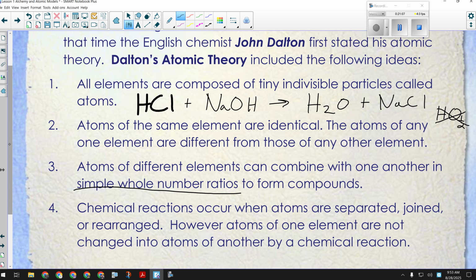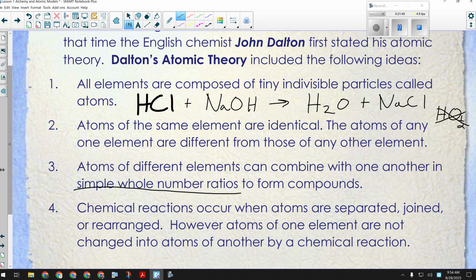And then the fourth one was kind of the one that put to rest the ideas of alchemy, this idea that I can turn lead into gold. Dalton's fourth point tells us unequivocally what can happen in a chemical reaction. It states you can't change one element into another element. In a chemical reaction, all that can happen is atoms can be separated, they can be joined, or they can be rearranged.